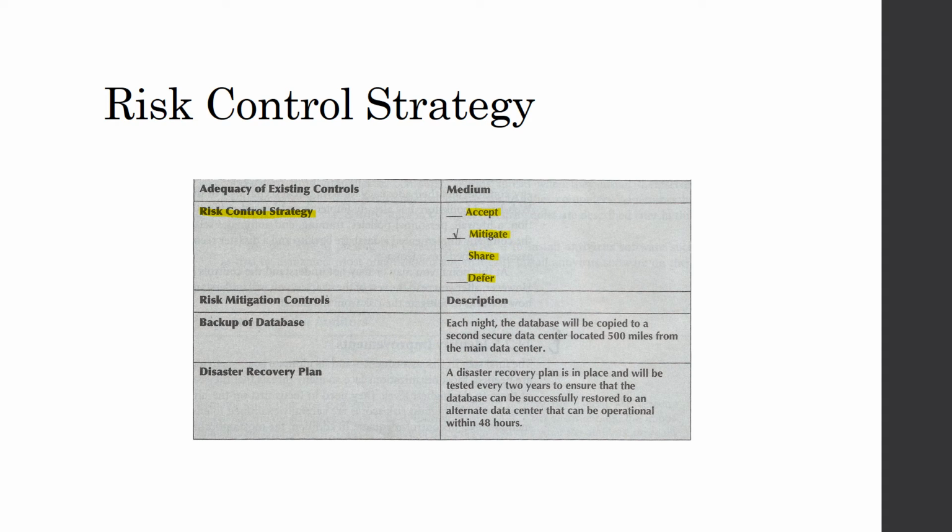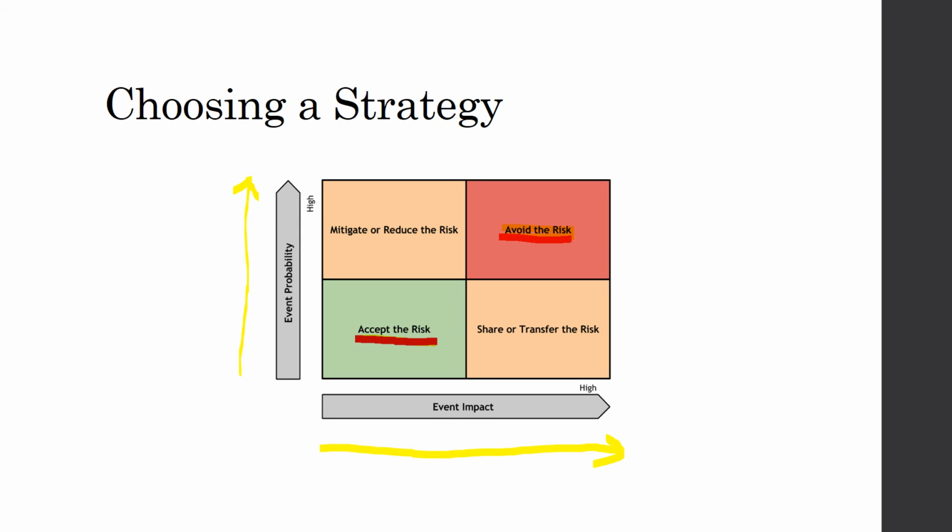Here's a chart explaining each of the 4 choices. The higher the likelihood of the risk, the more likely you are to mitigate the risk. If the impact of the risk is high, you will probably want to share or transfer the risk. If the likelihood and impact of the risk are low, that means you can accept the risk, and if you don't know much about the risk, you can transfer it or defer it, as it probably won't affect the company.